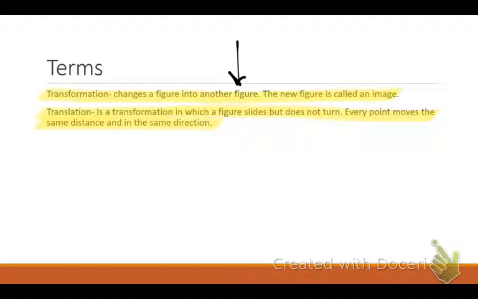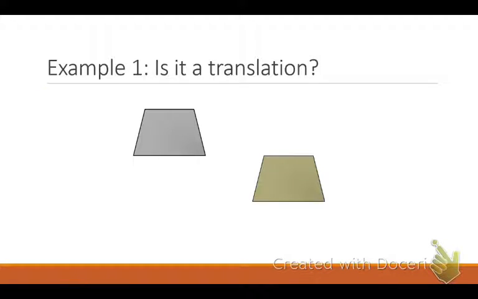All right? A translation, here's what makes a translation different from the others. It slides, but it does not turn. And every point moves the same distance and in the same direction. So one point's not going to go right and the other point go left. Okay? They're all moving in the same distance in the same direction. Okay, so yes, now example 1.